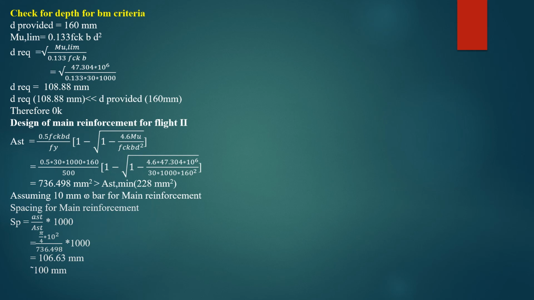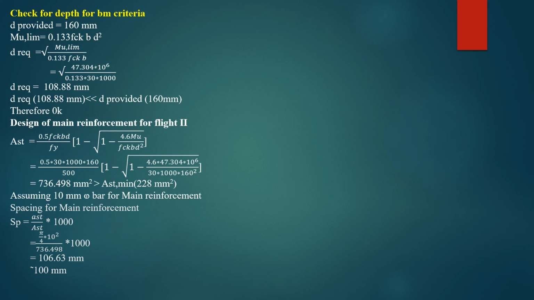Or we provided D as 160 mm, which is much greater than the D required. Therefore, it is okay. Whatever depth we provided for the bending moment criteria is okay. So let us design the main reinforcement for flight one. As I said, this is the simplest one that I feel.